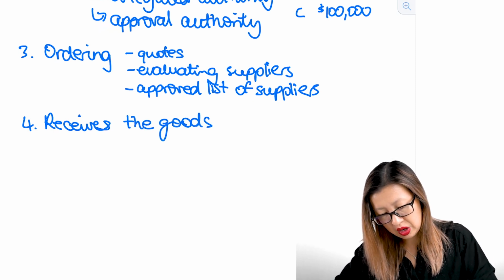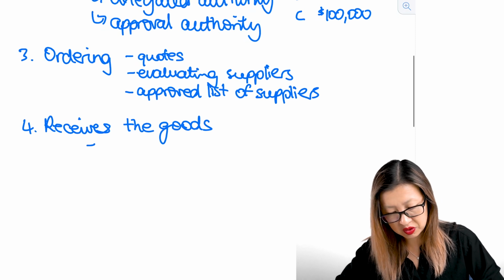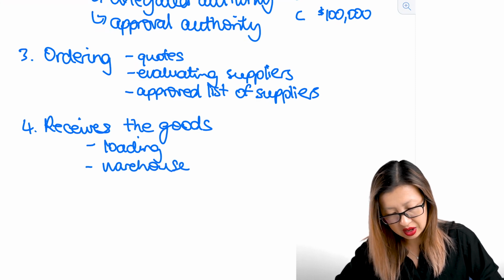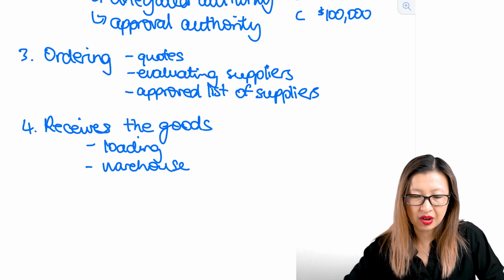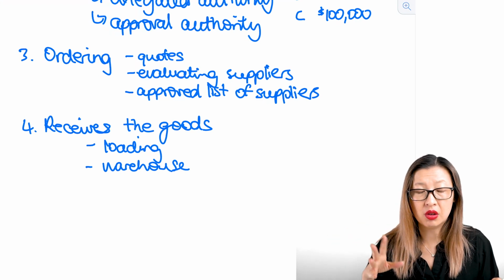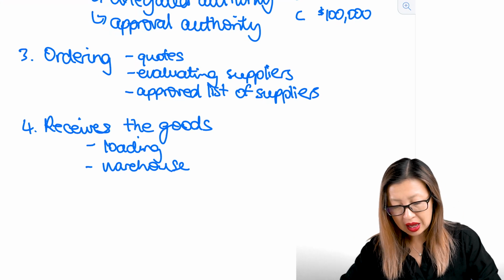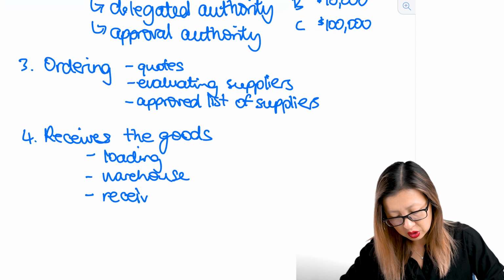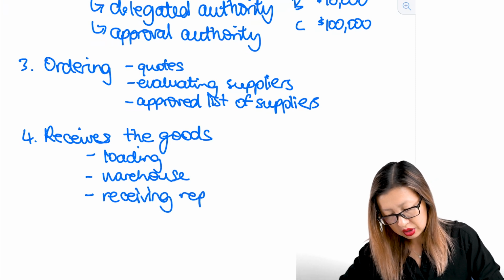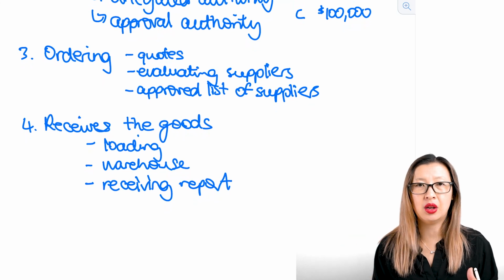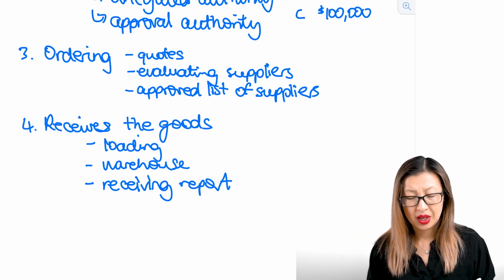All right, so it might be that goods are received at a loading dock or a warehouse. We have a parcel delivery area at my university where everything goes. And when goods are received, depending on the item, there might need to be some sort of receiving report. It could be a document, it could be electronic, that says we received these items on this date.